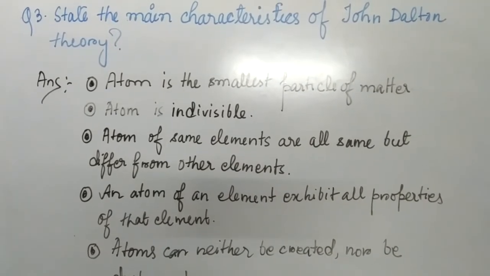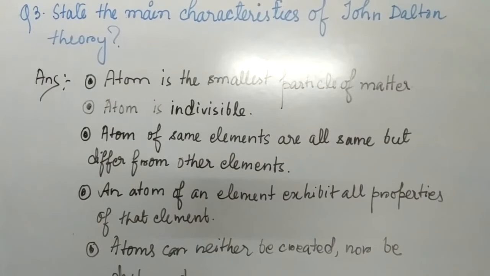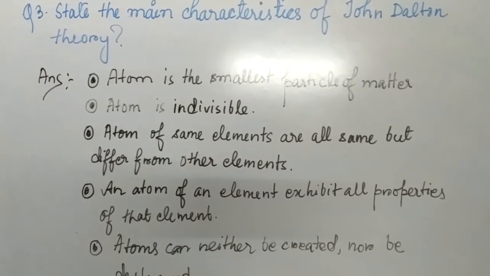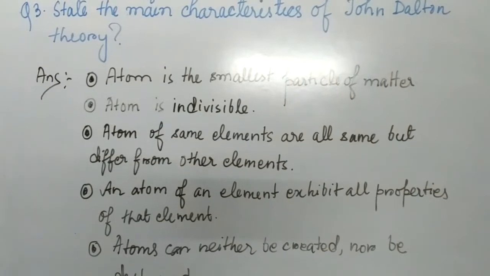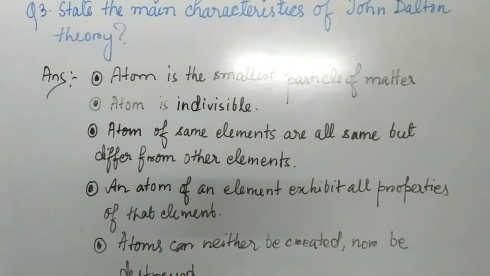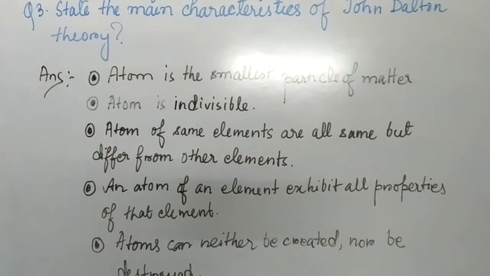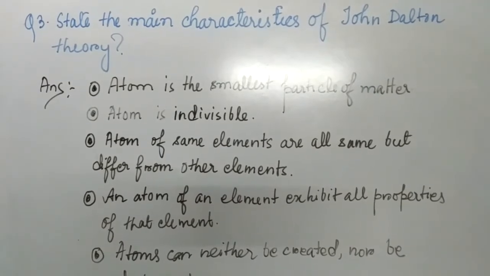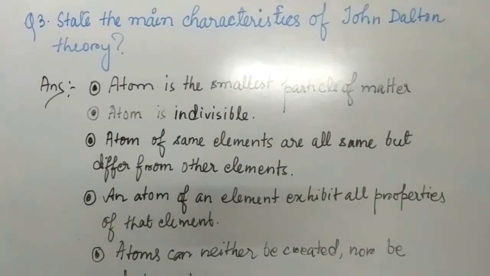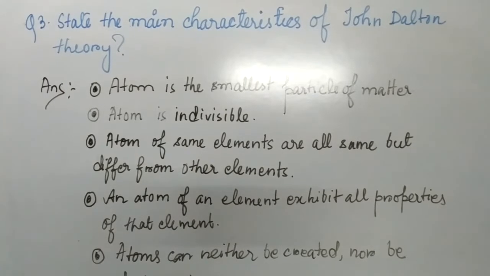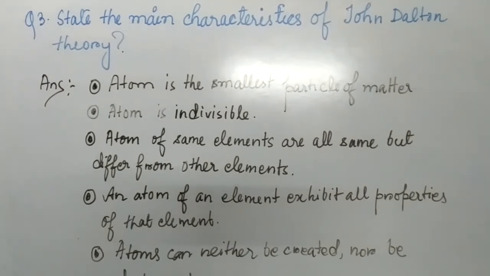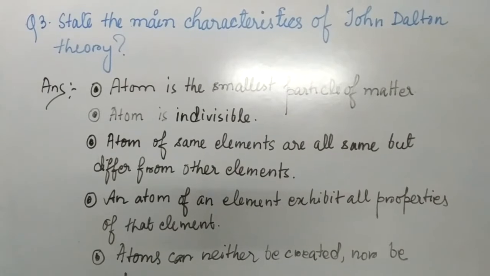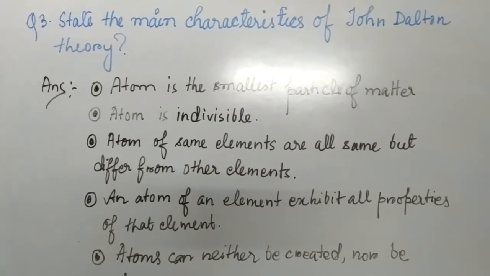Now, atom is indivisible. Now, why is atom indivisible? Because if we try by any physical or chemical means, we cannot separate the fundamental units of atom, that is electron, proton and neutron, from each other. They will always lie together within an atom.